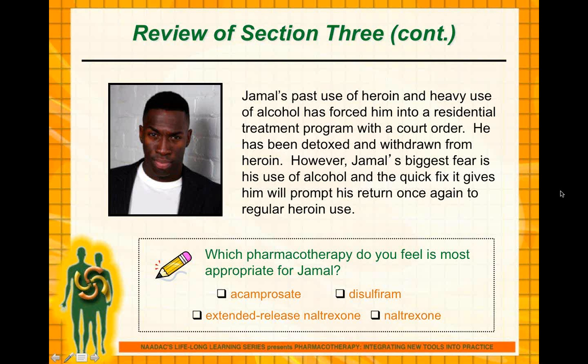Okay, I'm going to close this poll, and let's see what you guys thought. So 19% Acamprosate, 20% disulfiram, 23% naltrexone. You've got about half of people saying extended release naltrexone.